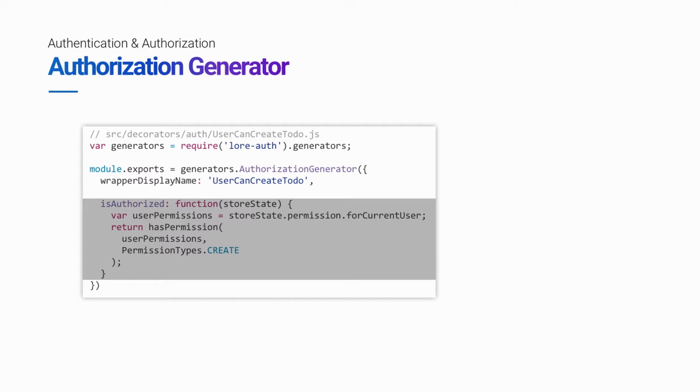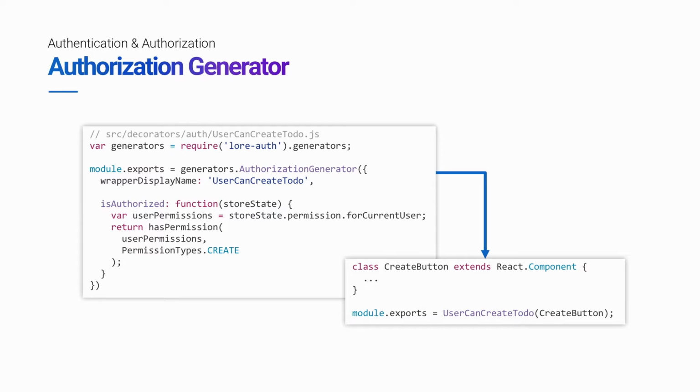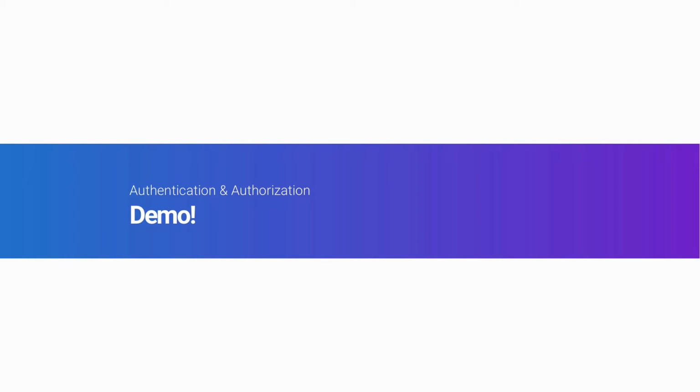For this example, we're going to pull the user permissions out of the Redux store and then check to see if they have the create permission. Once this higher order component is created, we use it by importing it into the component we want to control access to and wrapping that component. So let's look at a demonstration of authentication and authorization in action.